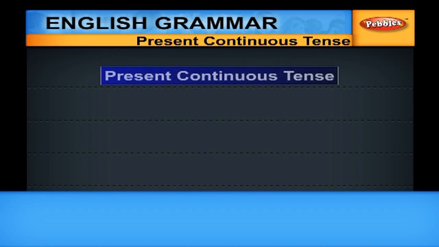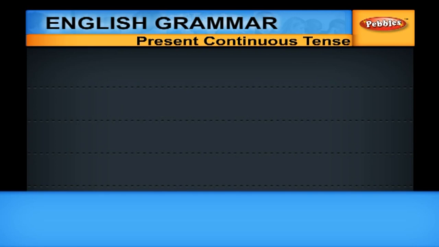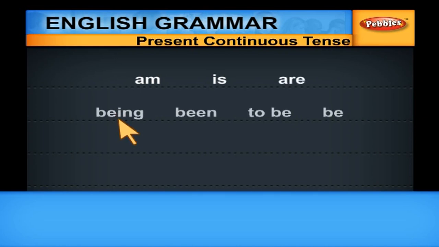So, what are the be forms that you can use in the present progressive tense? It can be am, is, are. So, present continuous tense is equal to am, is, are plus present participle. Again, present continuous tense will have am or is or are as helping verbs. You may ask about being, been, to be or other be forms, but they are not used in present continuous.